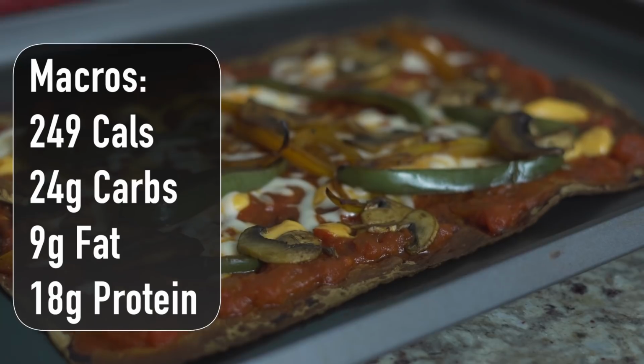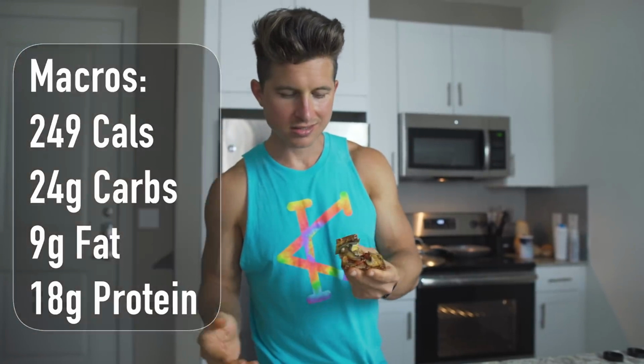For those macros, I get 12 slices like that. Like, listen to the crunch here. So good. So take that tip. You do not want a soggy flatbread or lavish bread pizza. Use those tips, make them super crunchy.